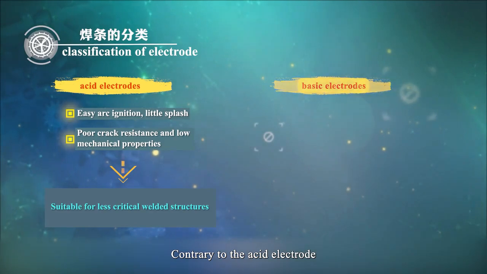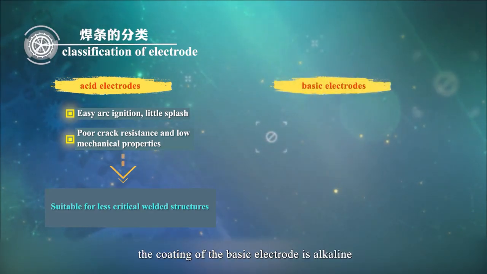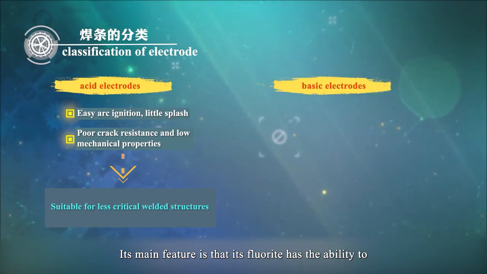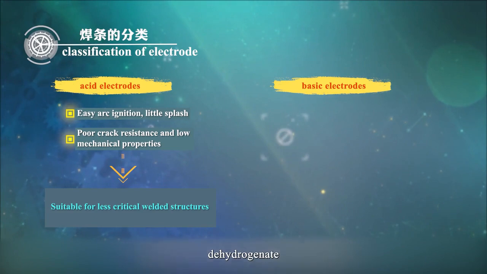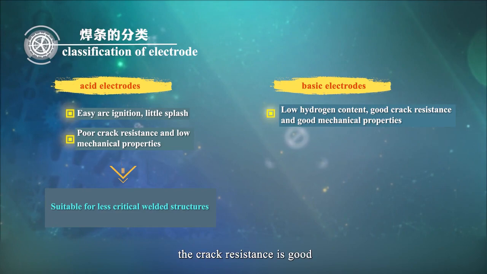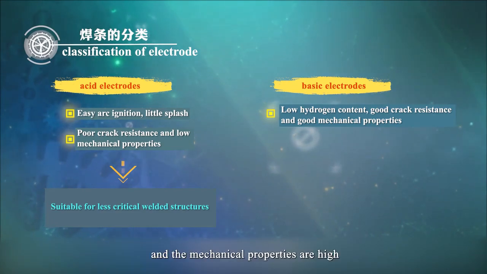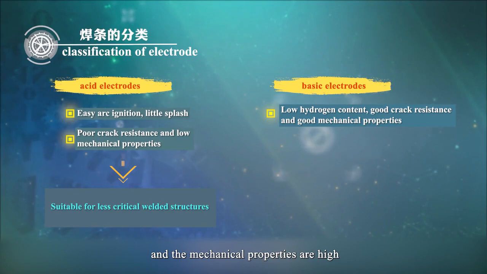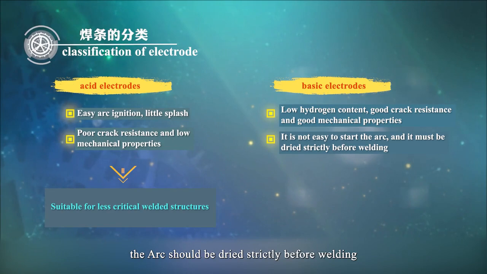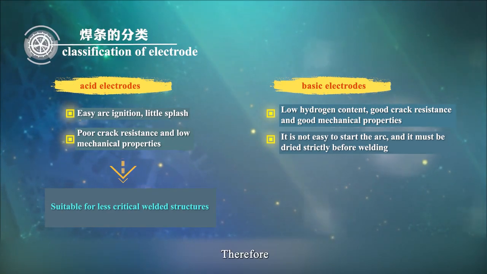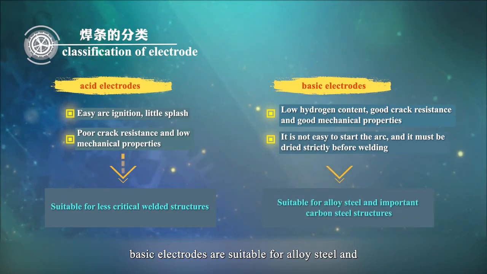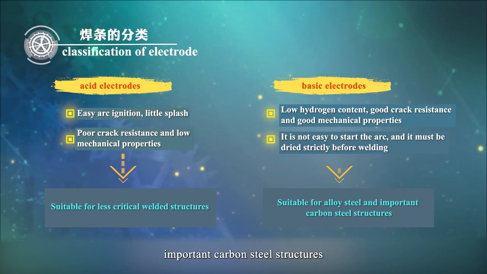Contrary to the acid electrode, the coating of the basic electrode is alkaline. Its main feature is that its fluoride has the ability to dehydrogenate. The hydrogen content in the weld is low. The crack resistance is good, and the mechanical properties are high. However, it is not easy to start the arc. The electrode should be dried strictly before welding. Therefore, basic electrodes are suitable for alloy steel and important carbon steel structures.